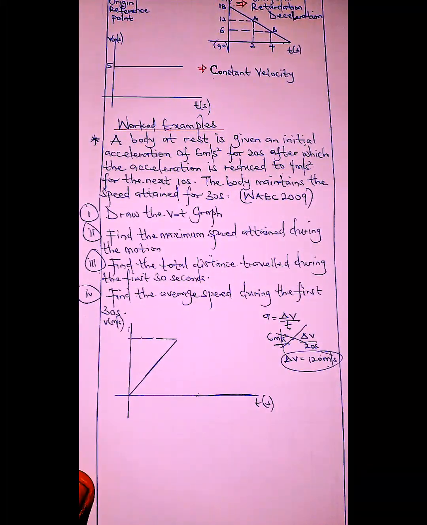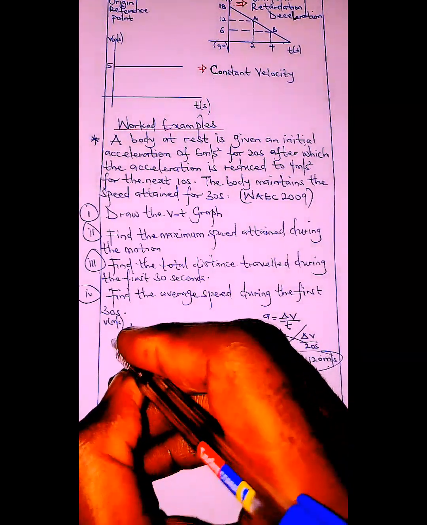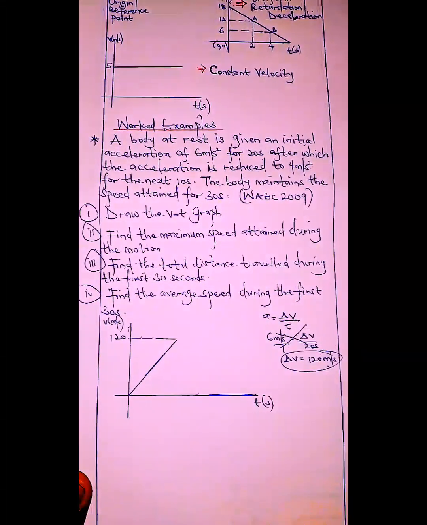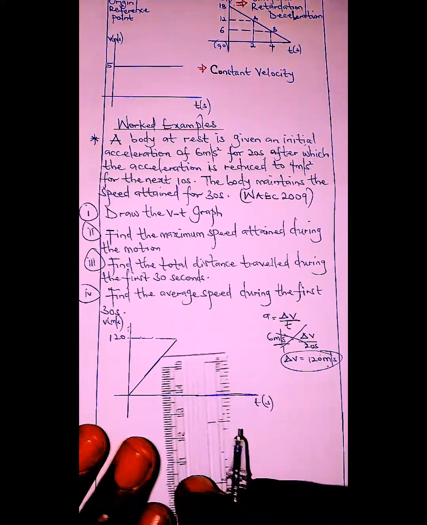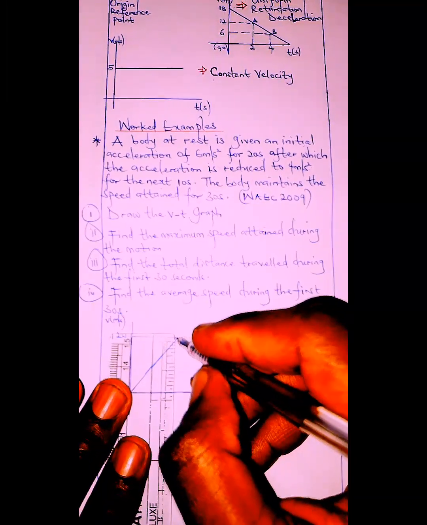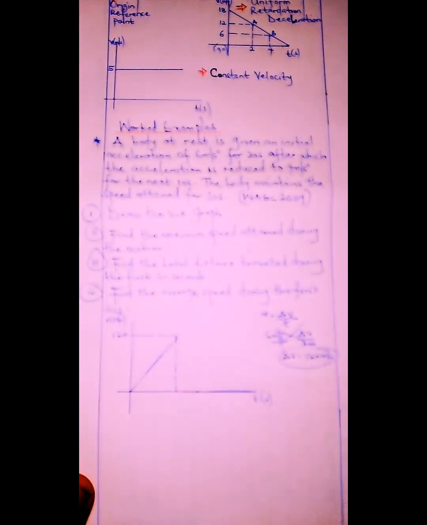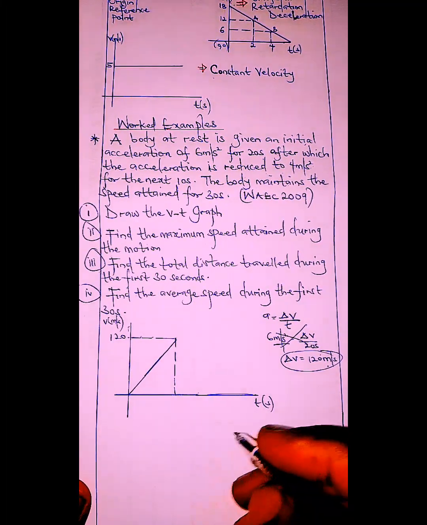So the body got to this very speed, the speed of 120 meter per second. Now, how long did it take the body? It took the body 20 seconds to get to this very speed, from no speed at all, from a body being at rest to a body attaining 120 meter per second. So it took the body just 20 seconds.